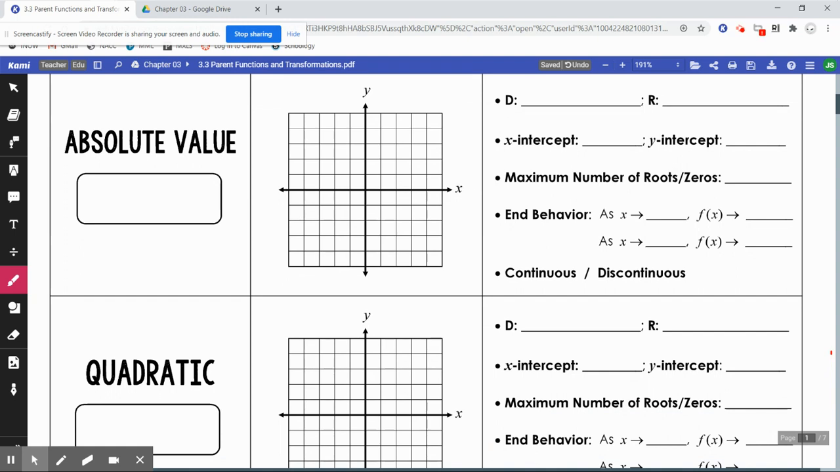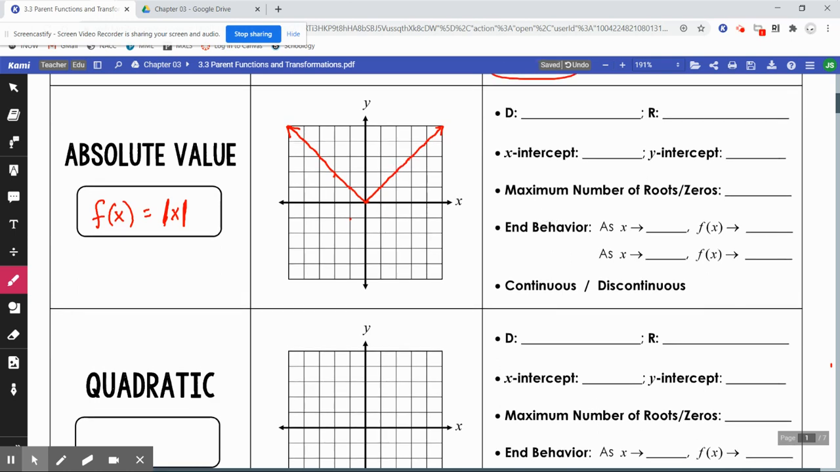Next up, our absolute value parent function, which is f of x equals the absolute value of x, looks something like this. And notice it looks a lot like the previous graph. The only difference is when you plug in -1, you get +1. When you plug in -2, you get +2. It takes the absolute value of it. However, when you plug in 1, 2, and 3, you still get 1, 2, and 3.